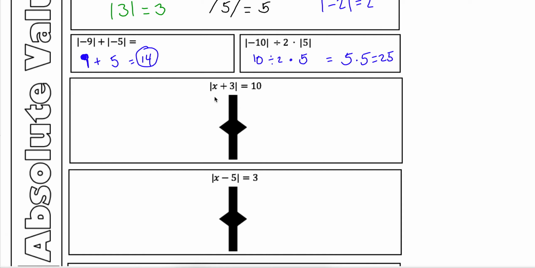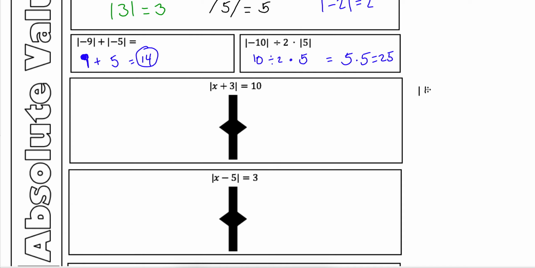Well, now let's add it into some equations with variables. We have the absolute value of x plus 3 equals 10. It's not the absolute value of 3. It's not the absolute value of x. It's the absolute value of x plus 3. And that equals 10.